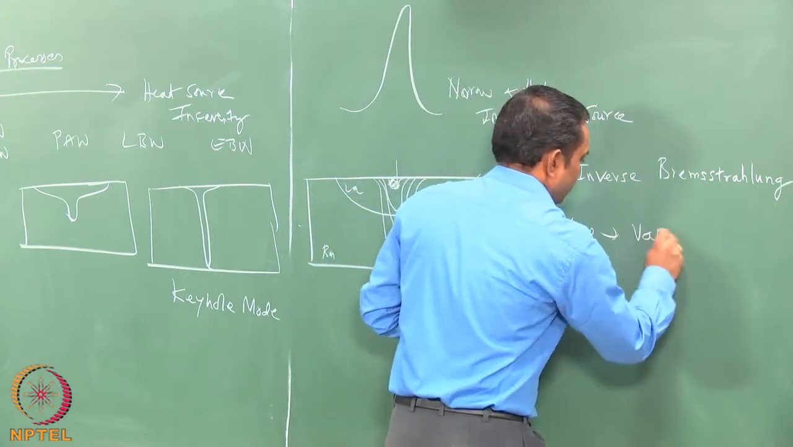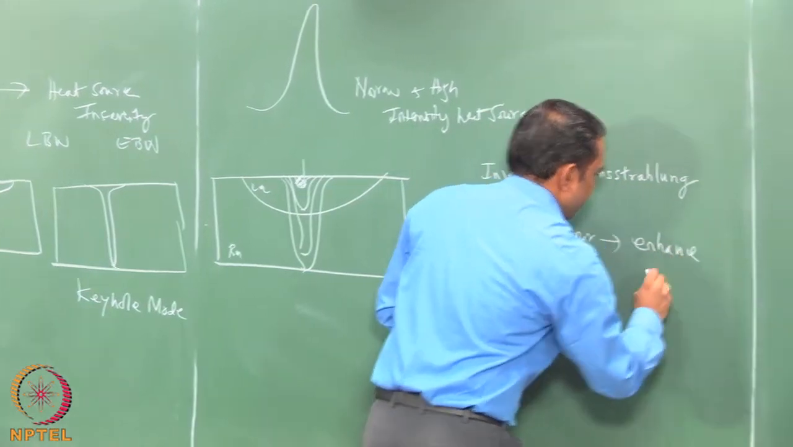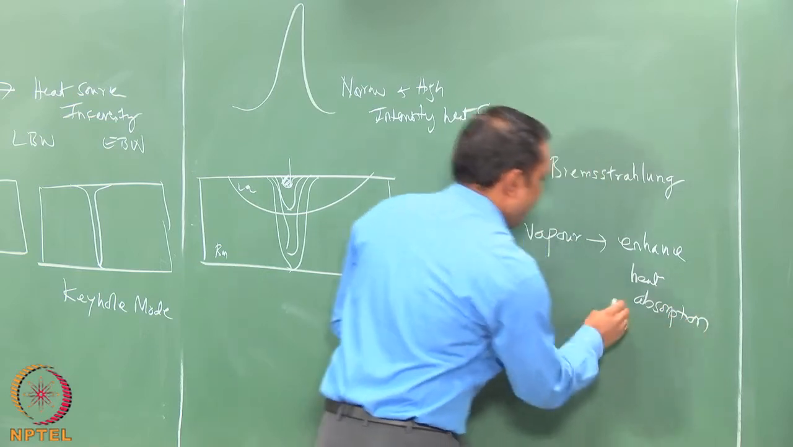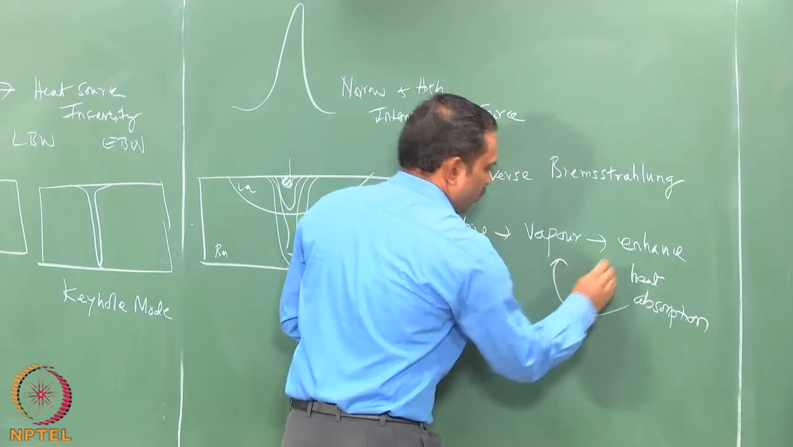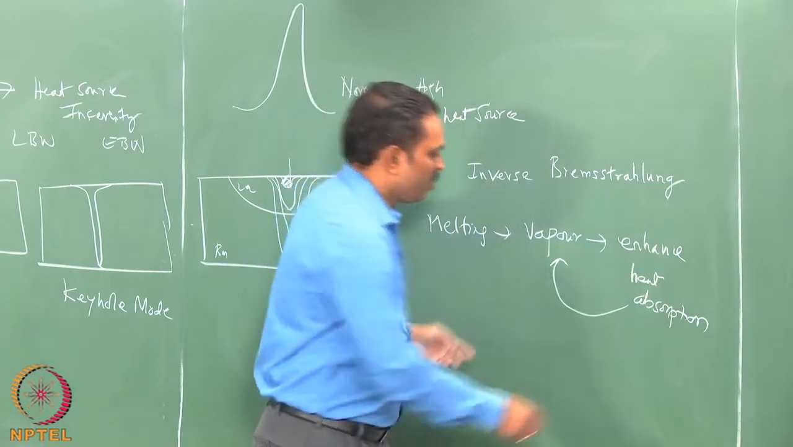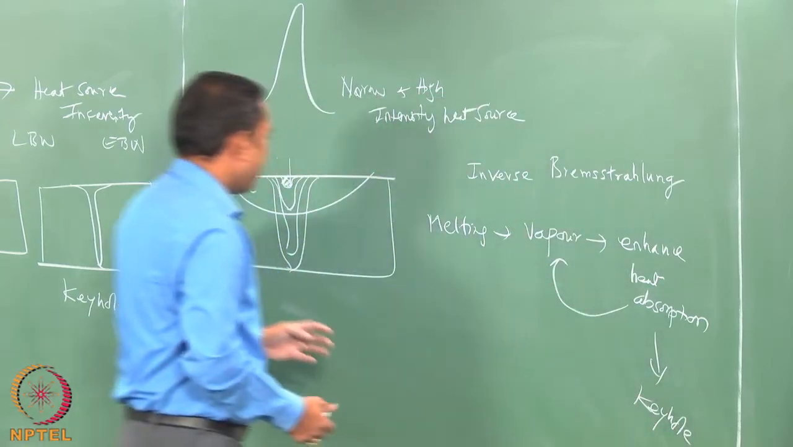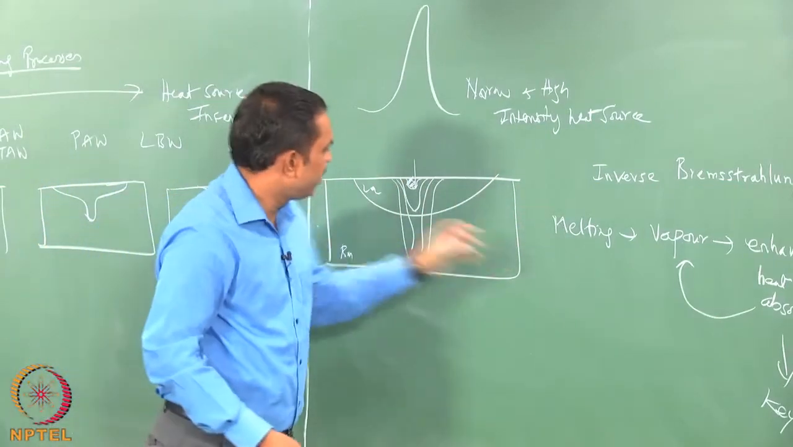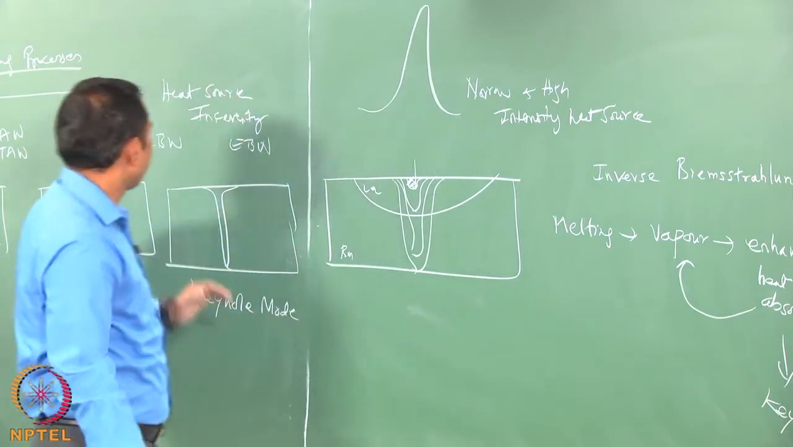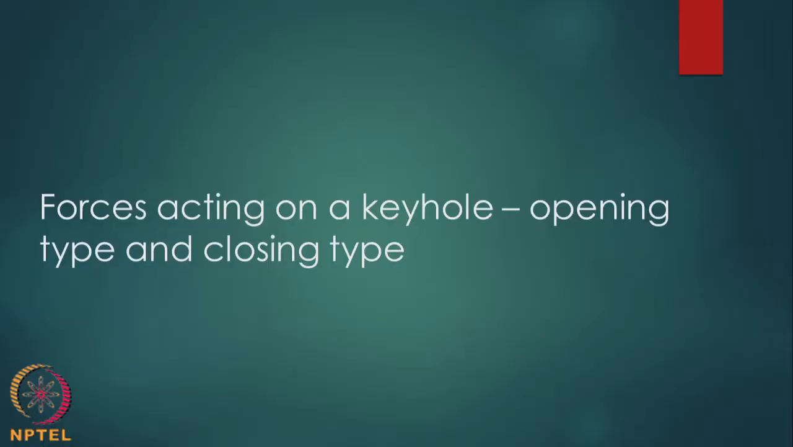Okay. So, you can see that this sequence of melting and then vapor formation is going to enhance heat absorption, and this is going to be a loop: more heat absorption, more vapor, and then further heat absorption, further vapor, so that finally a keyhole forms. Now, naturally this can initiate only when some amount of liquid metal has formed a vapor for the kind of intensity distribution you have, and that is what is observed from this process onwards towards the right hand side.